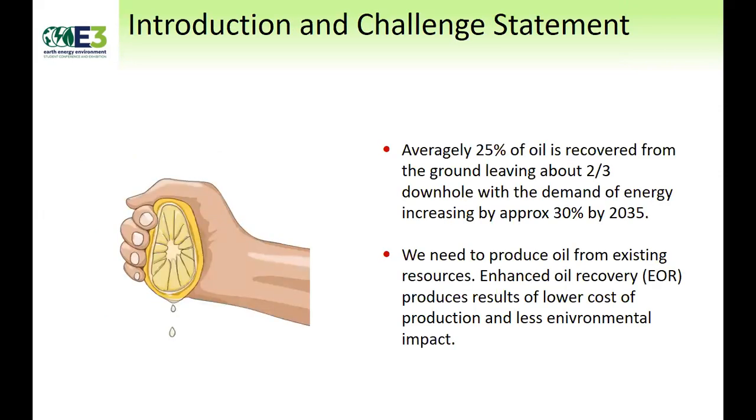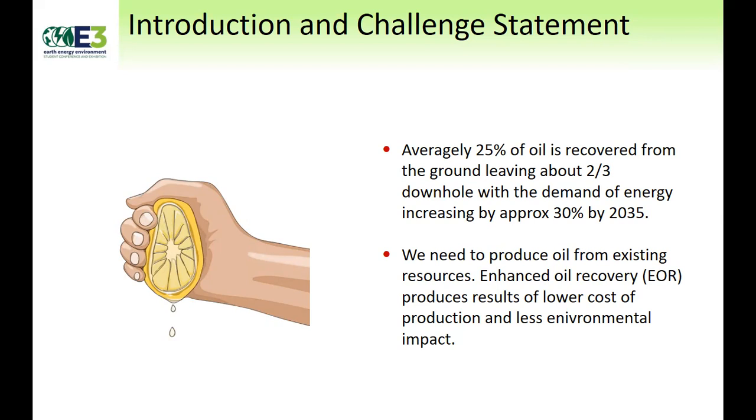The introduction. Now, here is an orange. When an orange is sliced with little or no pressure, we'll be able to get 20 to 25% of this orange dripping out with little or no effort. And this is a major concern. The same thing can be said of the reservoir.